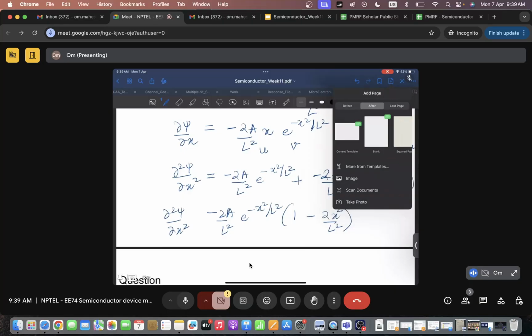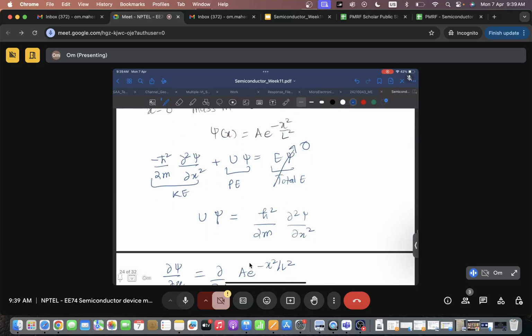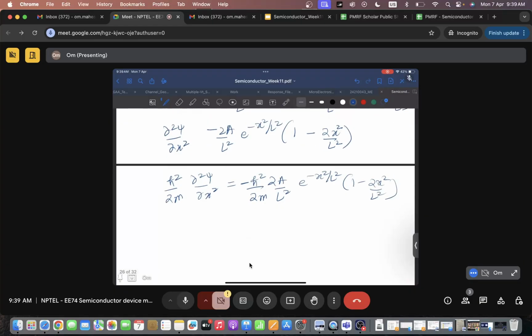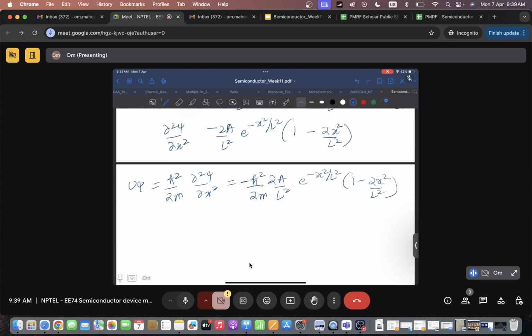Now we just need to multiply that by h cross square by 2m. So h cross square by 2m del 2 psi by del x square equals minus 2a by L square. Now this is our U at x. Now we have to put x equals to 0.